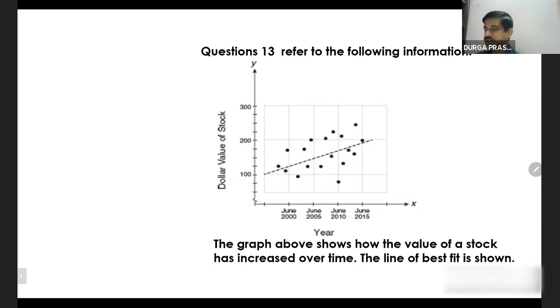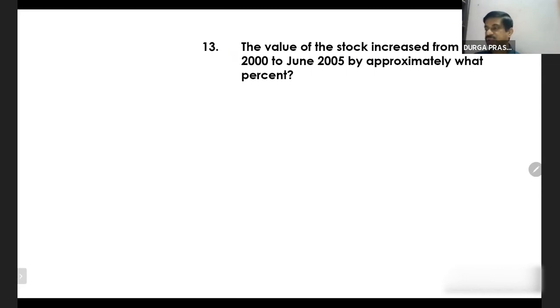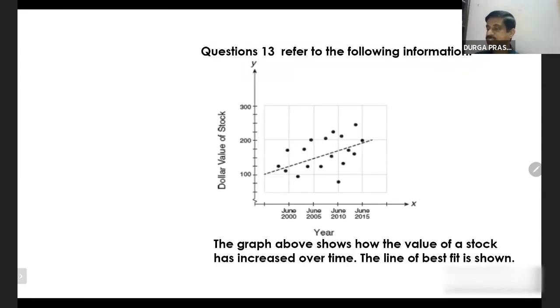The graph above shows how the value of a stock has increased over time. The line of best fit is shown. So let us move to the question. The value of the stock increased from June 2000 to June 2005 by approximately what percentage? So June 2000 to June 2005. This is June 2000, so June 2005 is this.